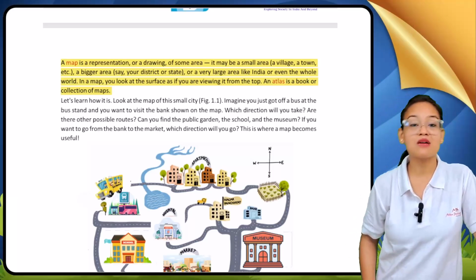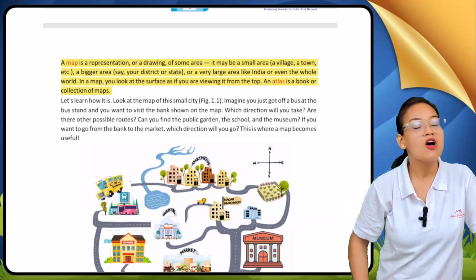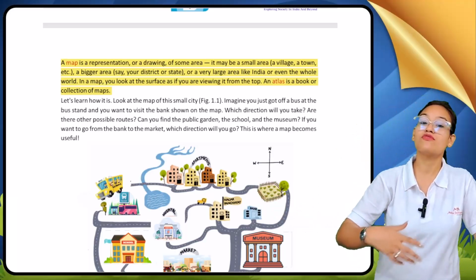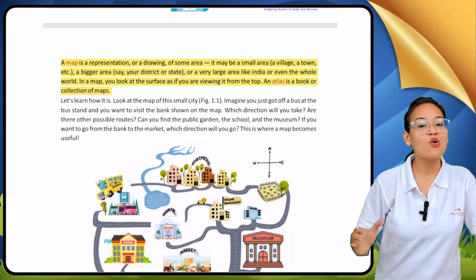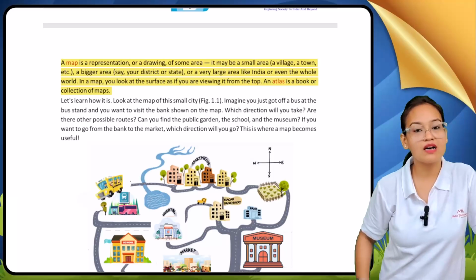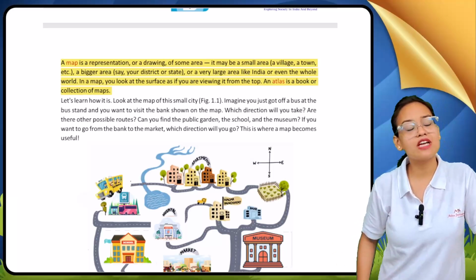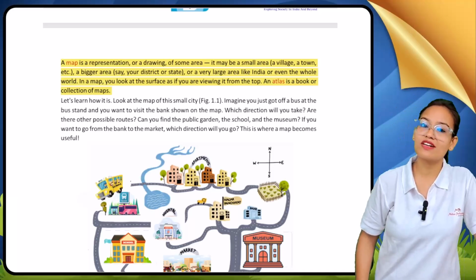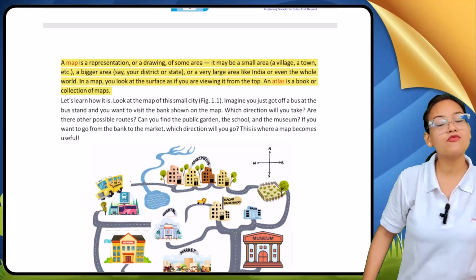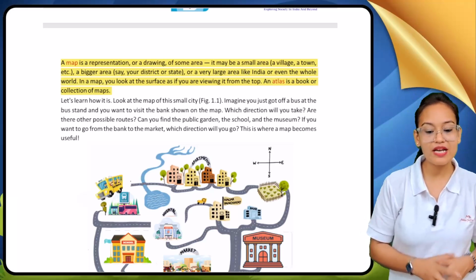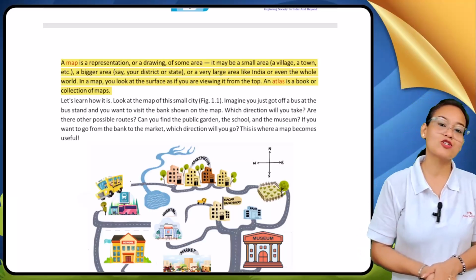It may be of villages or towns, because they are very small parts, or maybe of very large areas like our district and state. And if we talk about countries, then we can also draw the map of our respective countries. In the map, we look at the surface as if viewing it from the top. An atlas is a book or collection of maps.